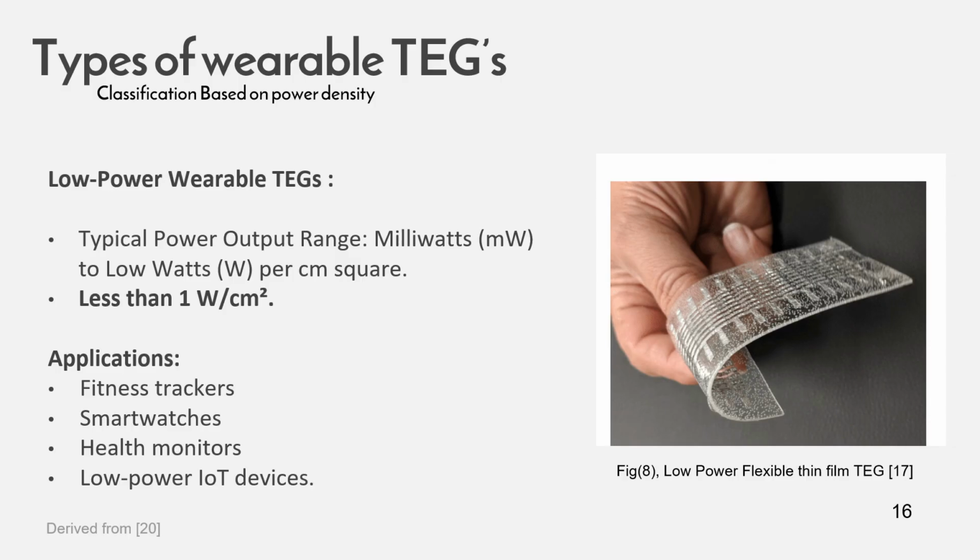And coming on to the types of wearable TEGs, this is a classification based on the power density of wearable TEGs, and they are basically classified into three: low power, medium power and high power wearable TEGs. In low power wearable TEGs, the power output is less than 1 watt per centimeter square. Even though it says less than 1 watt per centimeter square, these devices are capable of producing power in the range of milliwatts or microwatts, and the applications are fitness trackers, smartwatches, health monitors, and low power IoT devices. That is mostly for low power applications.